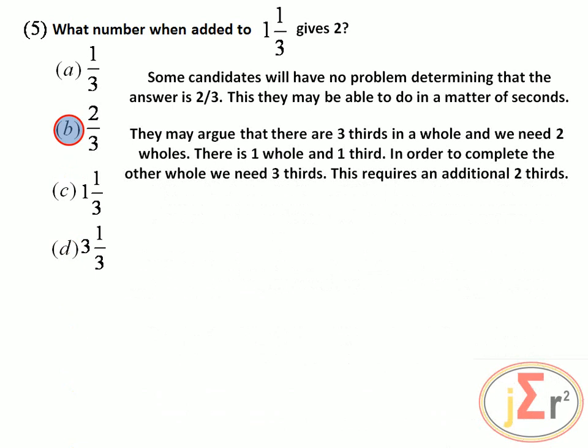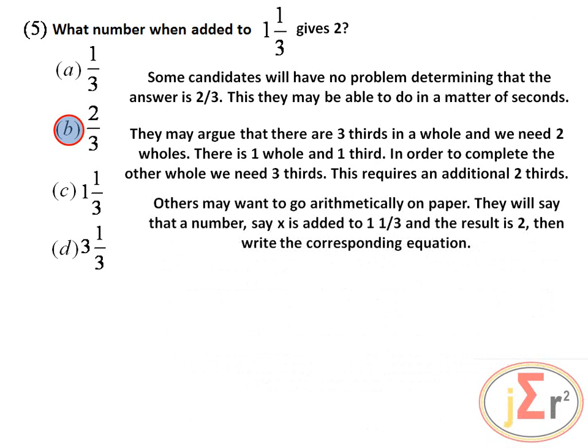They may argue that there are 3/3 in a whole and we need 2 wholes. There is 1 whole and 1/3. In order to complete the other whole, that is to make it up to 2, because we have 1 whole and 1/3. And in a whole, we have 3/3. So in order to make it up to another whole, we need to add 2/3. So it is saying here, in order to complete the other whole, we need 3/3. This requires an additional 2/3.